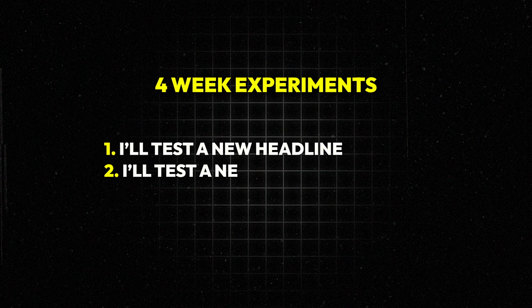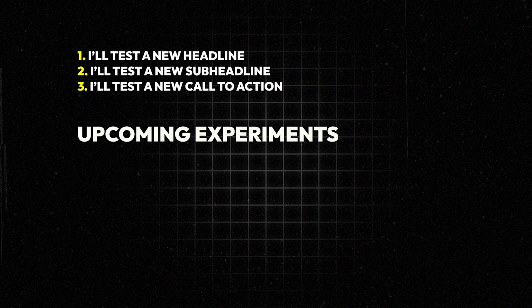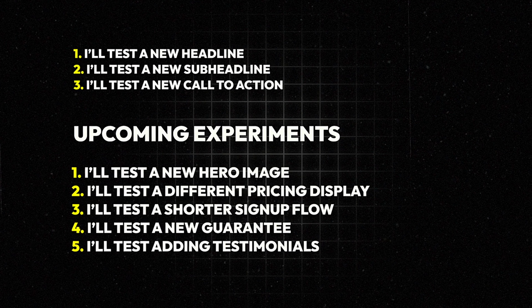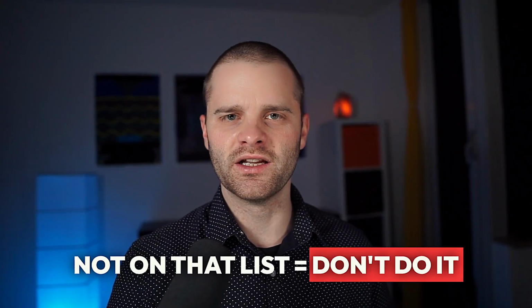This might look like this. I'll test a new headline. I'll test a new sub-headline. I'll test a different call to action. And over time, you build a short list of upcoming experiments. And each one has a clear goal and a clear metric. And if something is not connected to that list, you don't do it. That's how you stay focused and grow your startup over time.